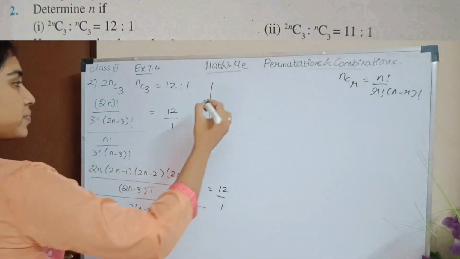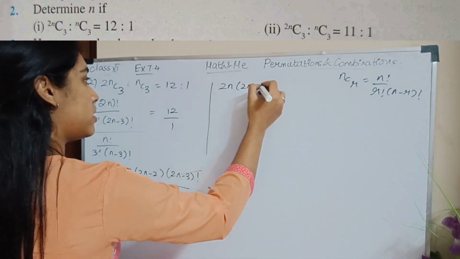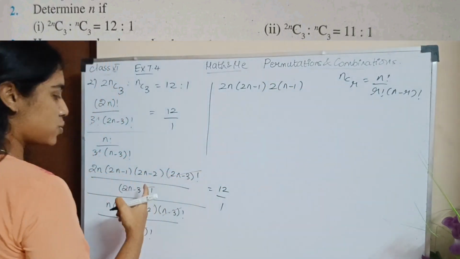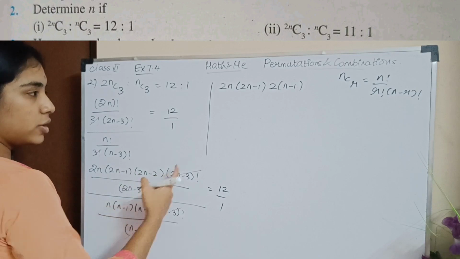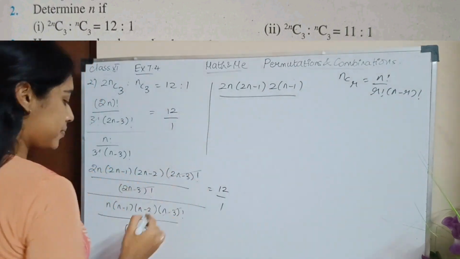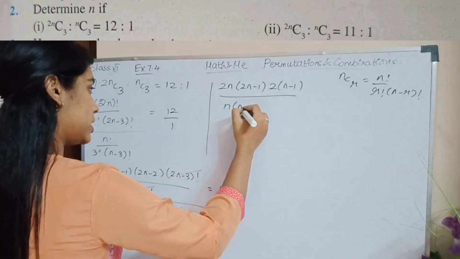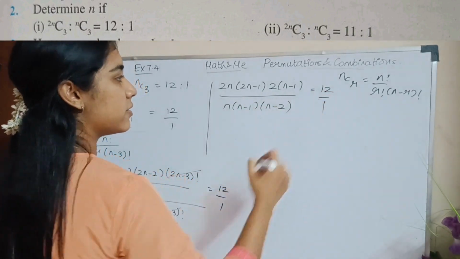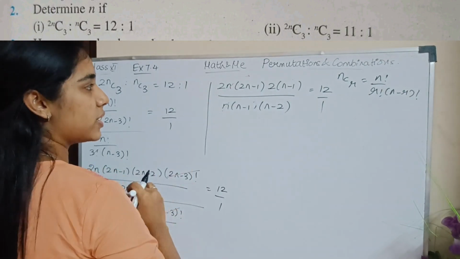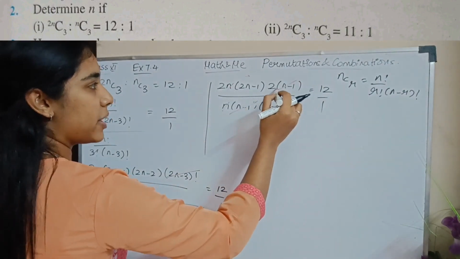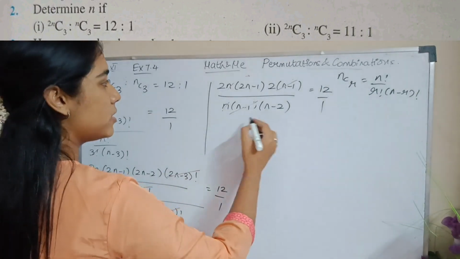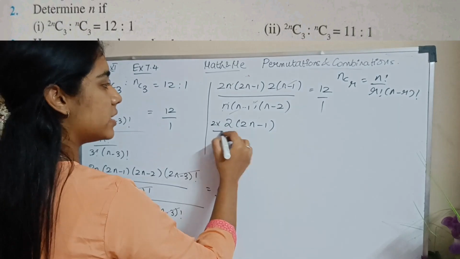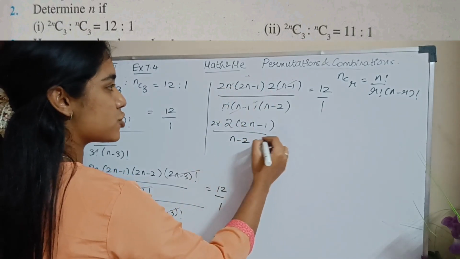So what will I be left with? 2n times 2n minus 1. In the term, we can take 2 common, so 2 into n minus 1. Taking the 2 outside, into 2n minus 1, divided by n into n minus 1 into n minus 2 equals 12 divided by 1. This n and this n will get cancelled. n minus 1 and n minus 1 will get cancelled. So I'm left with 2 into 2n minus 1 into 2 divided by n minus 2 equals 12.